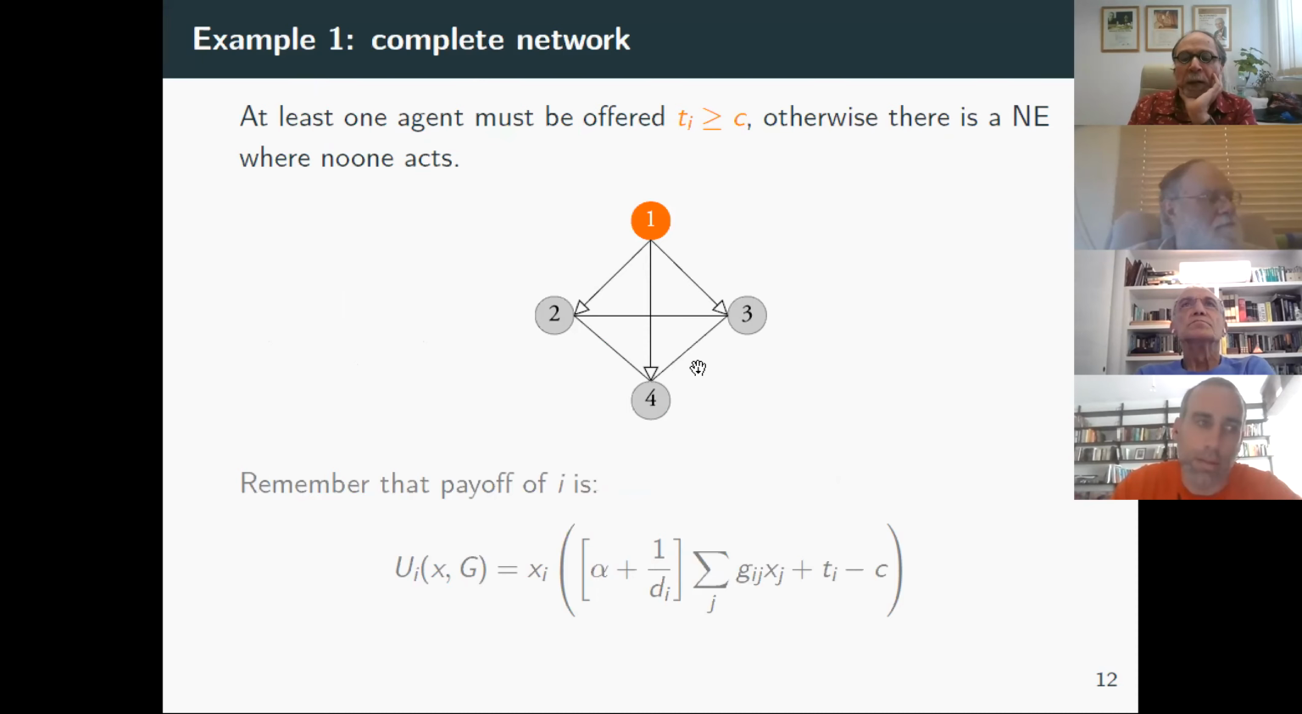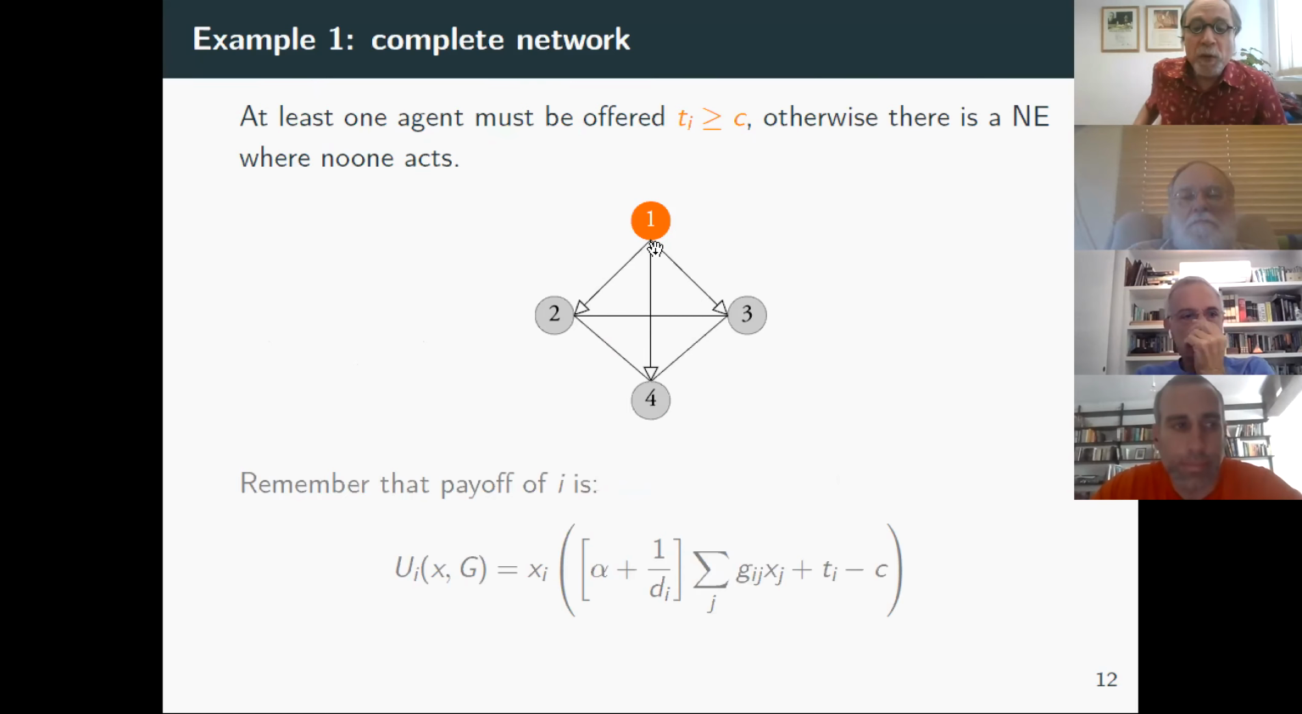Now let's start building the optimal network, sorry, the optimal mechanism for this network. This network is basically the complete graph. Okay, and I'll tell you how I'm going to buy. I have to pay one of these agents at least C to make sure that there isn't an equilibrium in which none of them take the action. If I pay everybody less than C, there will be an equilibrium in which none of them takes the action.